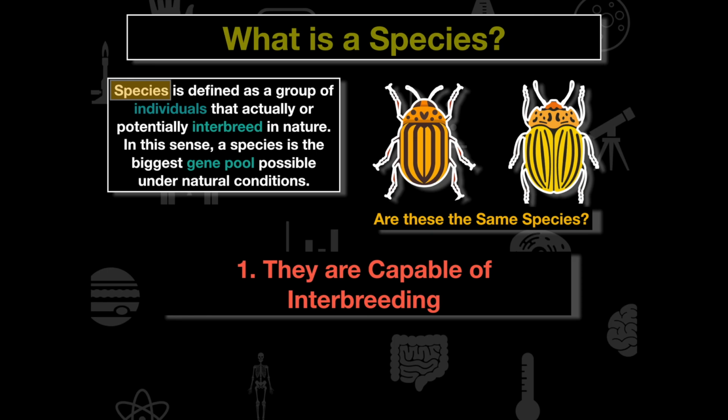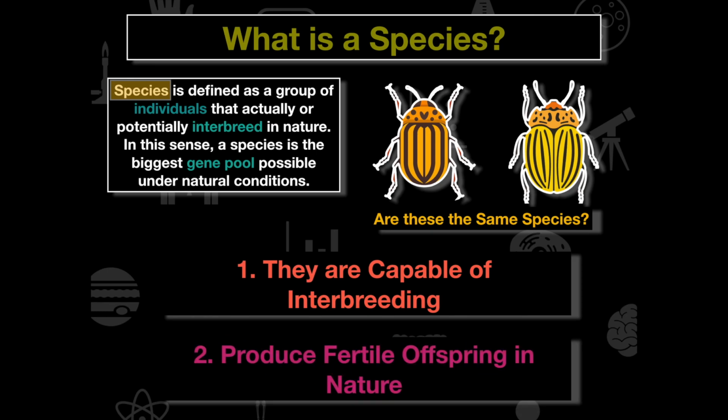And there are two things that we have to ask in order to define them as the same species. One, are they capable of interbreeding? And two, do they produce fertile offspring in nature? Now, these beetles may look very similar, but if they are not capable of doing these two things, they are not of the same species. And if we look at all sorts of different trees out in the environment, they are not of the same species, and they may look different because of years and years of evolution, but they are not of the same species because they are not capable of interbreeding and they are not capable of producing fertile offspring.